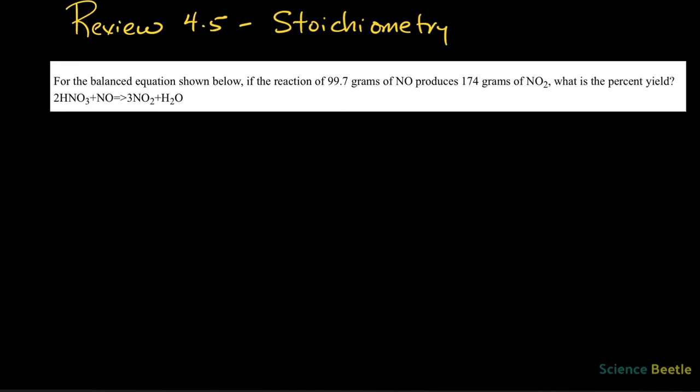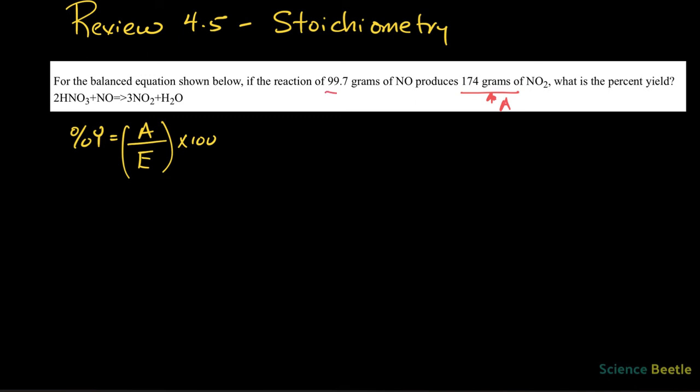For these types of problems, remember the percent yield formula: percent yield is equal to the actual over the expected, multiplied by 100, and that should give us the percent. So it's important that we identify what is the actual amount and what is the expected. In this problem, since the reaction of 99.7 grams of NO is provided, notice it says produces, so this amount here, the 174, is actually what is produced in this reaction. So this here is our A value. That's what was actually produced in this reaction.